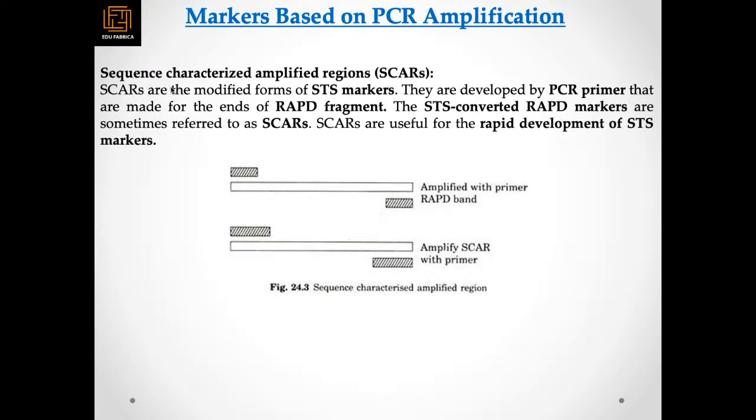So these are sequence characterized amplified regions. They are the modified form of STS markers, and they are developed by PCR primers that are made up of ends of RAPD fragments. So the STS converted RAPD markers are sometimes referred to as SCARs, and SCARs are useful for rapid development of STS markers.